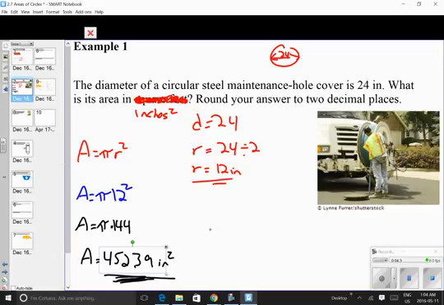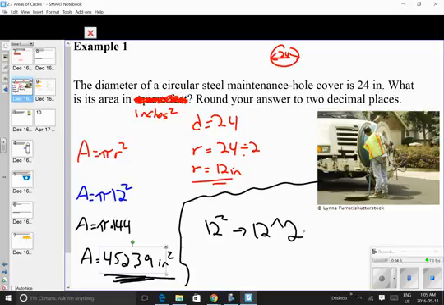Just as a side note, another way to do exponents. If you wanted to type in 12 squared, depending on what calculator you're using, you could use this button here. That is the exponent button. So you could say 12 to the power of 2. And that'll still give you 144. Okay, that's another way to do exponents. Alrighty.